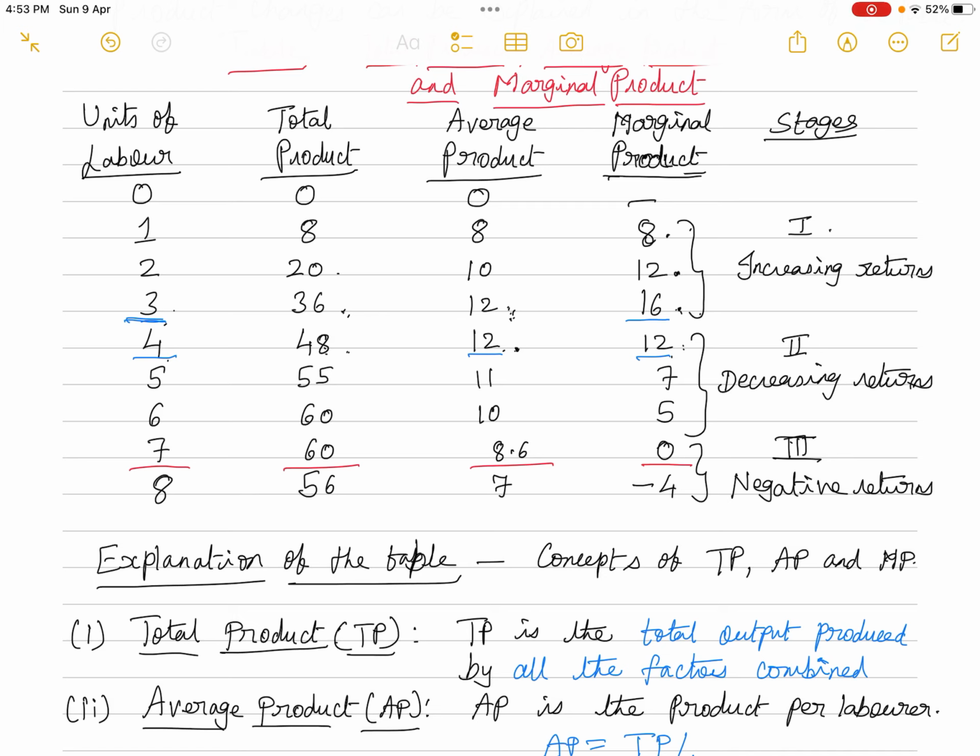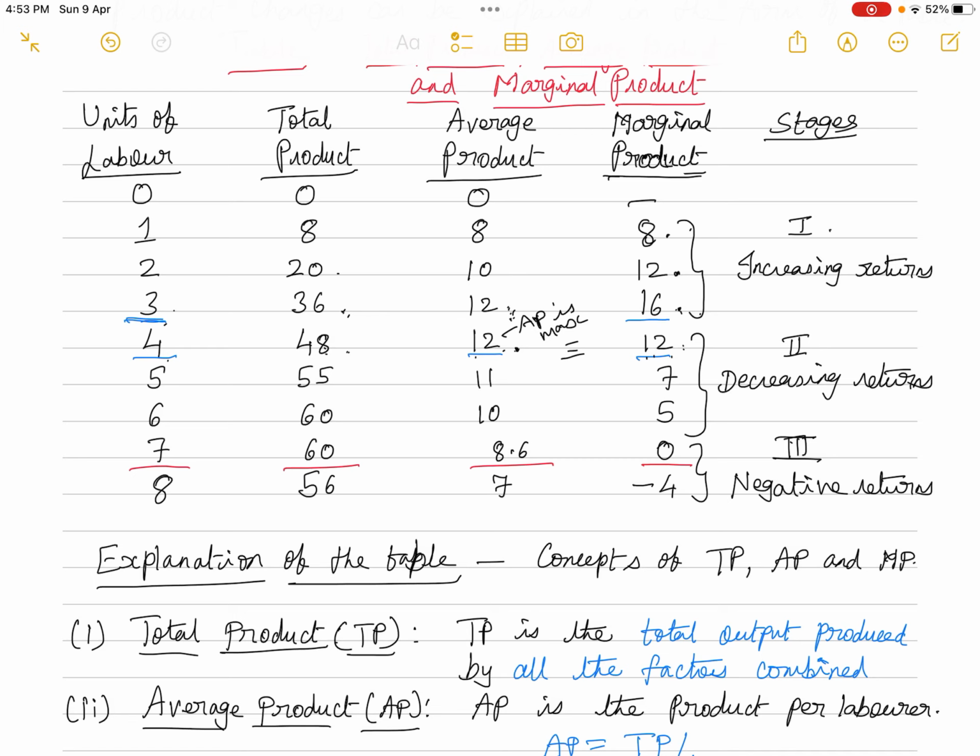also becomes 12. So with the 3rd laborer, the additional output happens to be 16, but with the 4th laborer, the additional output starts decreasing. It is 12 instead of 16. So it is not more than 16, it happens to be lesser than 16, so it becomes 12. Now you can find out one more thing here. Both the average product and marginal product are equal at this point, isn't it? And you can also see that at this point, average product is maximum. So average product will always be equal to marginal product at its maximum point.